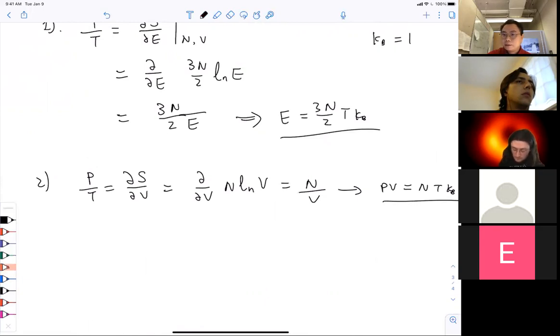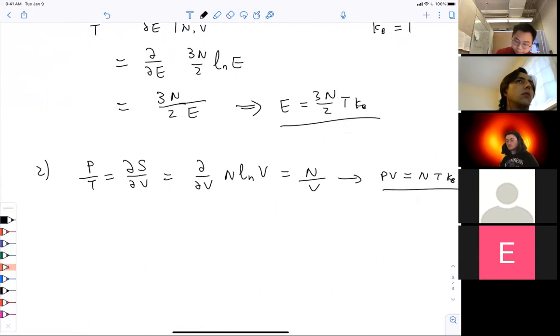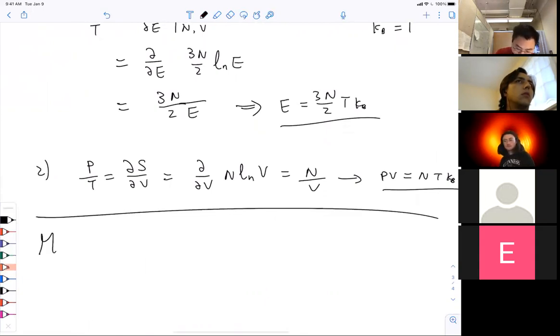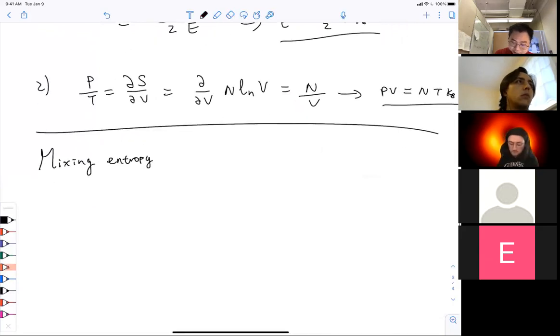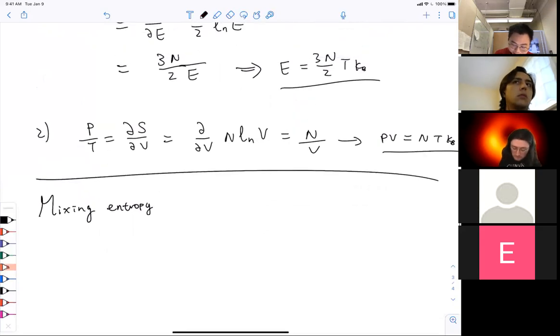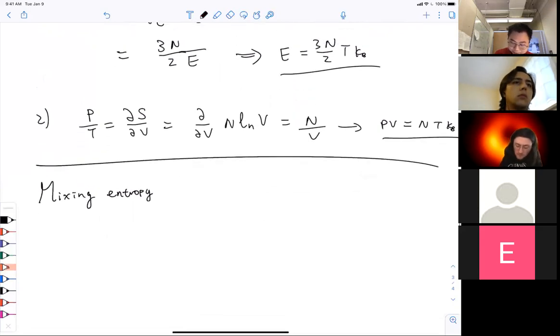Okay, so the next issue is the mixing entropy. There are many problems associated with this topic. I still remember that when I was taking this class several years ago, there was a midterm problem about this: the Gibbs paradox.